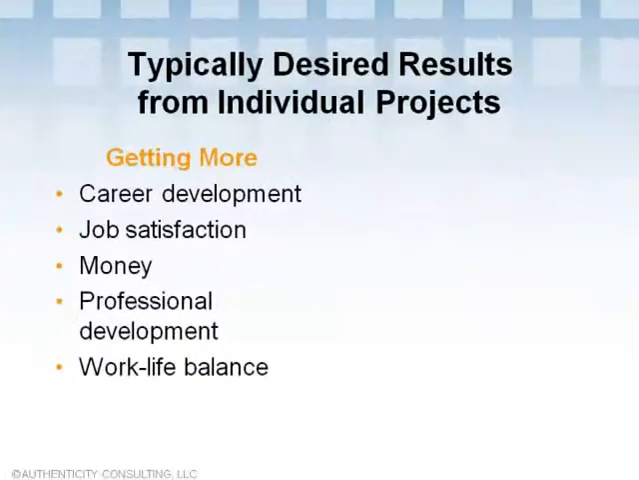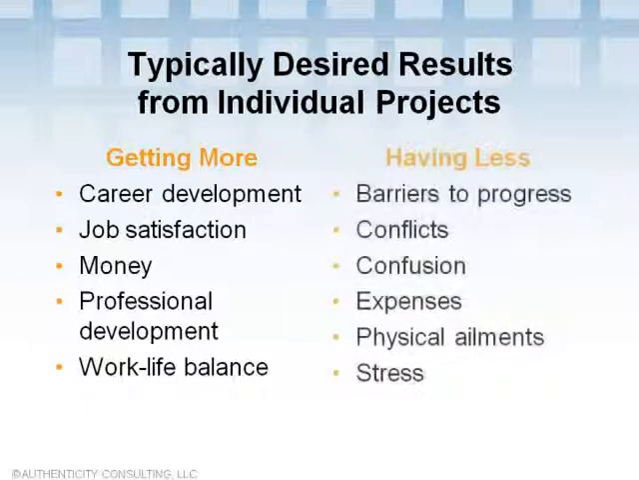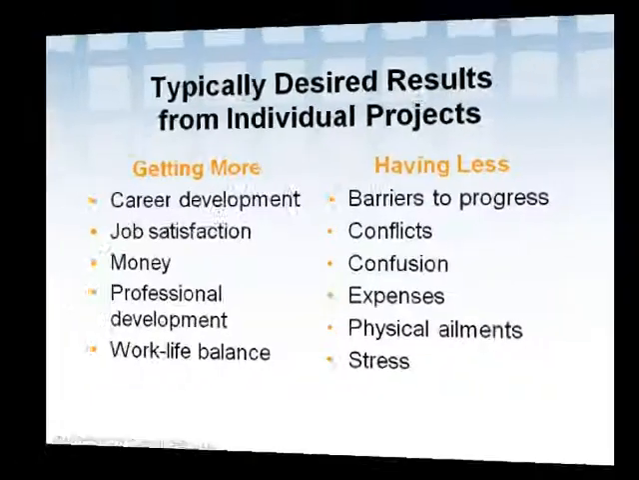When choosing a project, it might be helpful to glance at some typical results that individuals aim for when using action learning. A member might choose a project to achieve one of these results, for example, to get more career development or advancement, job satisfaction, more money, more professional development, and especially more work-life balance. Or the member might aim to have less barriers to progress, less conflicts and confusion, certainly less expenses, less physical ailments, or less stress. We've customized programs to address each of these results.